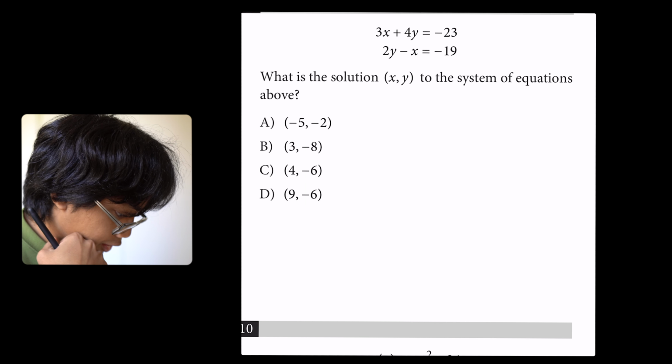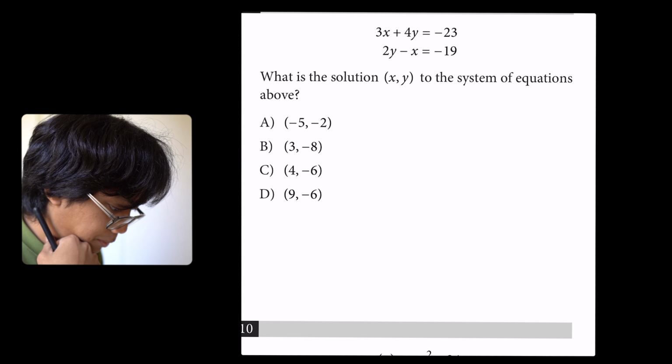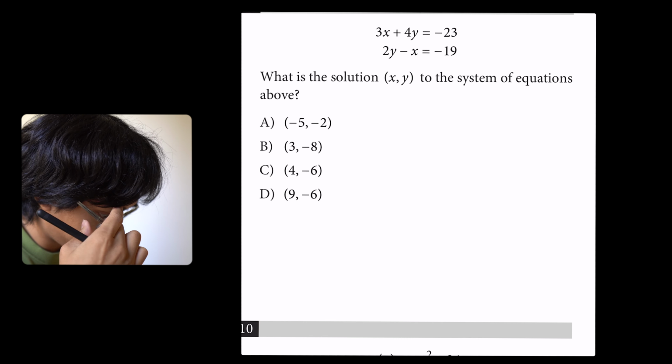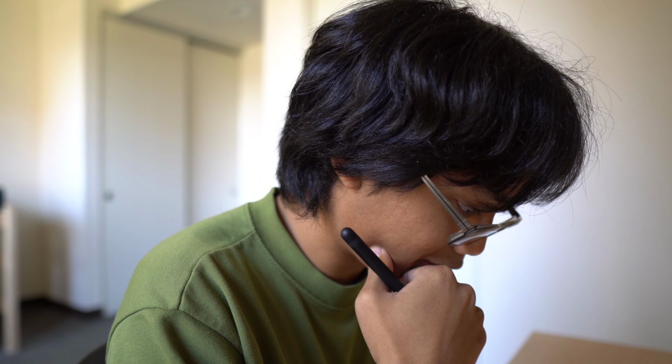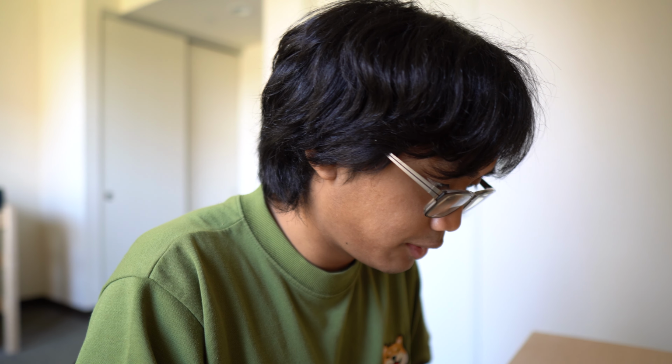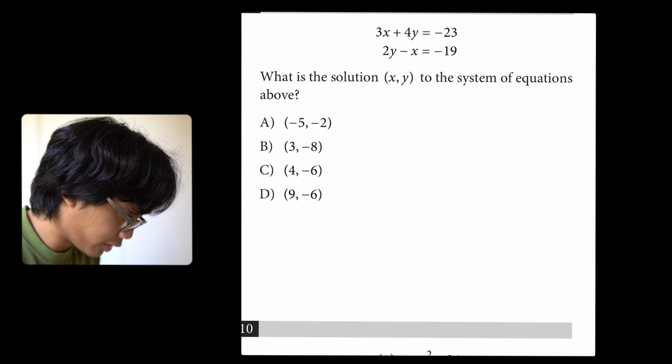Number 9, 3x plus 4y equals negative 23, 2y minus x equals negative 19. What is the solution (x, y) to the system of equations above? Okay, is there an easy way for me to do this, or am I going to have to do it all out? I guess I'll just do it out. So with systems of equations, you can either do substitution or elimination. I think here substitution is probably going to be the easiest.